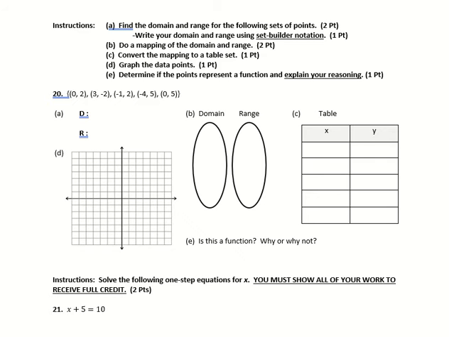The set of the following points: 0, 2; 3, negative 2; negative 1, 2; negative 4, 5; 0, 5. So part A is to find the domain and range for the points listed in the set above, and to write that domain and range using set builder notation.